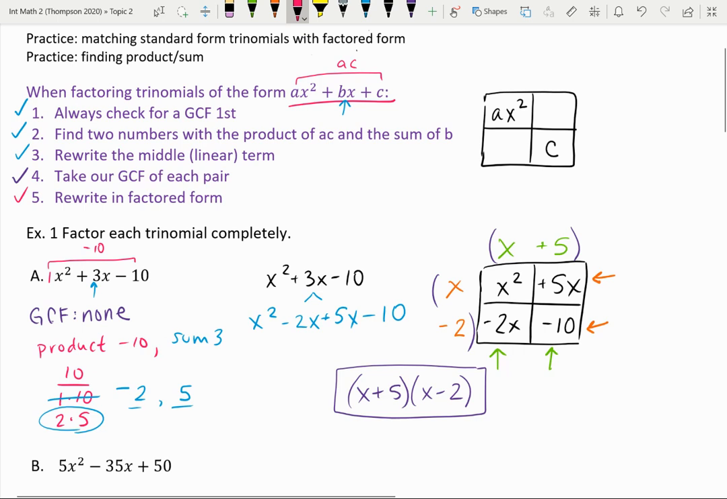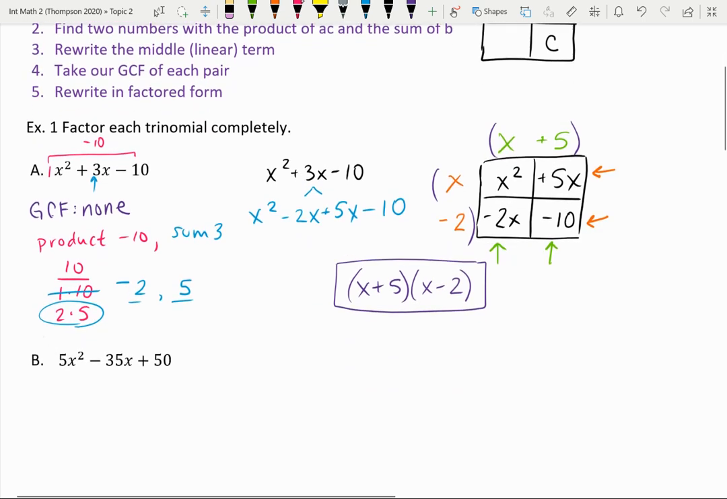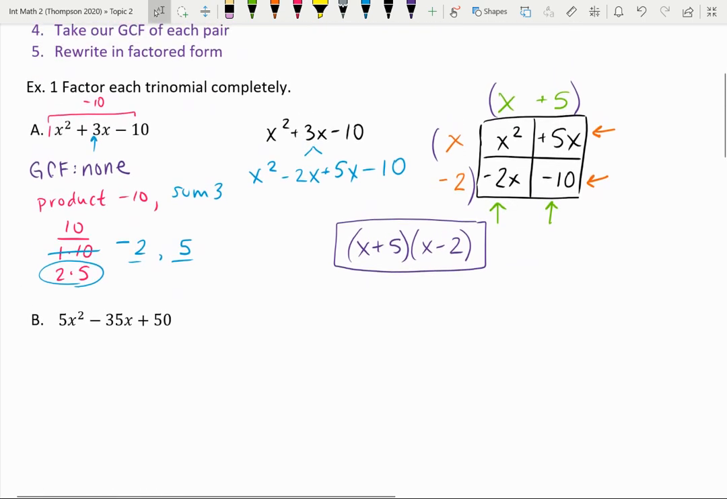You may want to jot down this list of steps here or take a picture of it or something, because as I move my screen up, it's going to be out of view. So problem B. Step 1 is to take out the GCF. So 5x squared minus 35x plus 50. So GCF, I ask myself, what can I take out of all three terms?